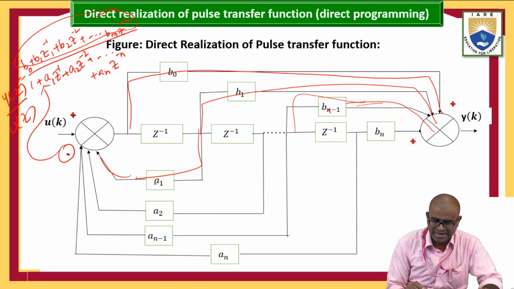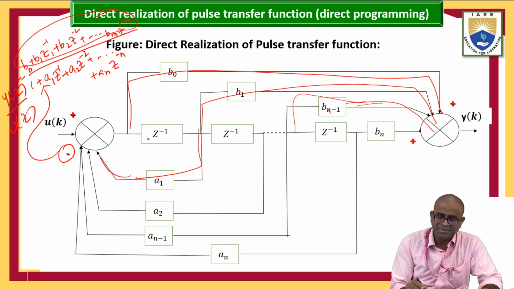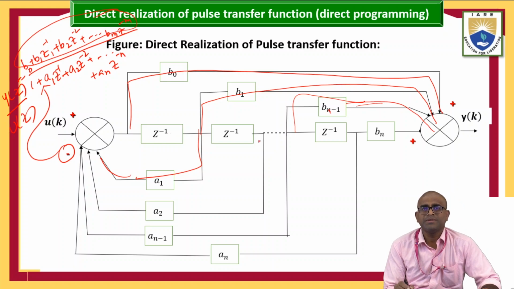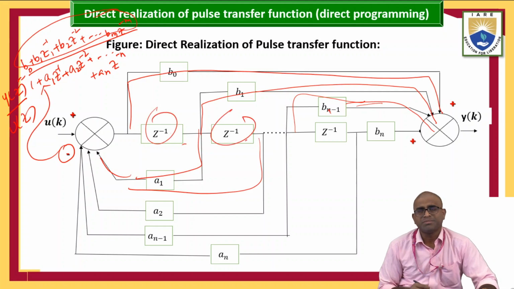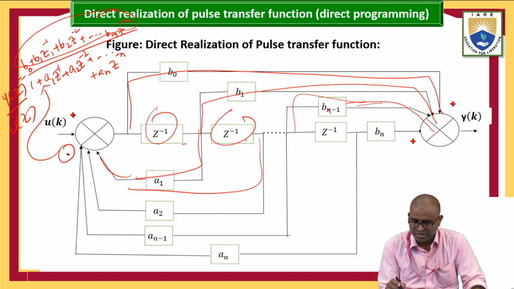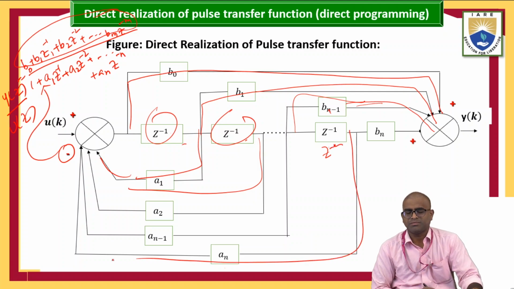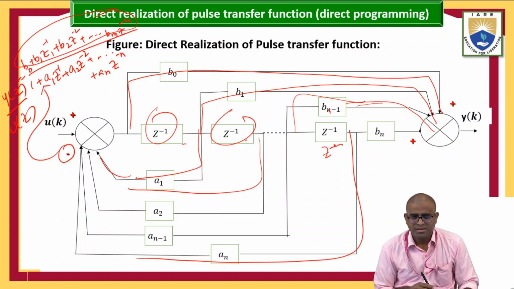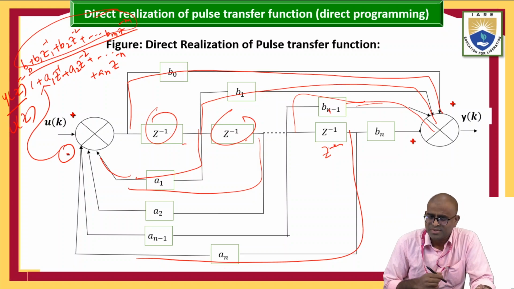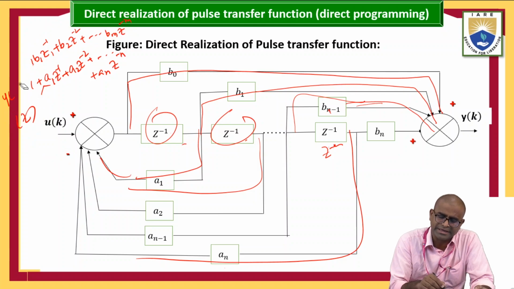So 1 minus a1 into z minus 1, it is terminal with z1, no? a2 is terminal with z2. That is why it is coming as my z power n, up to so on, an is there, up to z power of minus n. It is coming like this. This is your direct realization of the pulse transfer function block diagram, general block diagram.